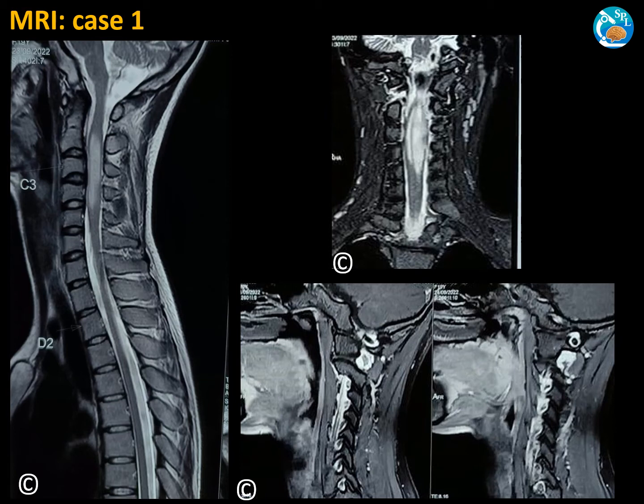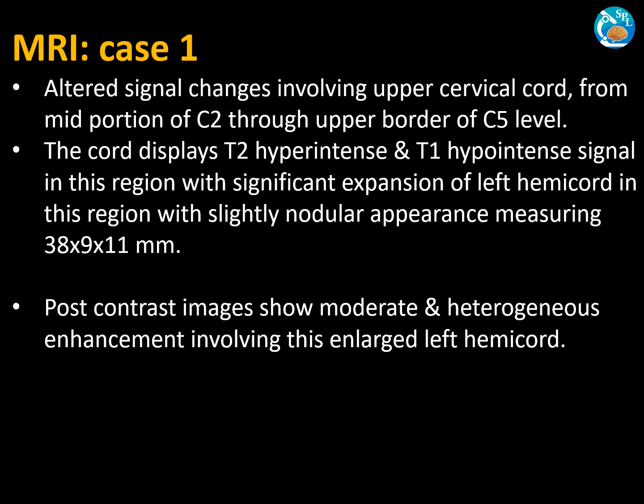level. The cord displayed T2 hyperintensity and T1 hypointensity signals in this region, with significant expansion of the left hemichord in this region with slight nodular appearance. The lesion measured 38 x 9 x 11 mm. Post-contrast images showed moderate and heterogeneous enhancement involving this enlarged part of the left hemichord.